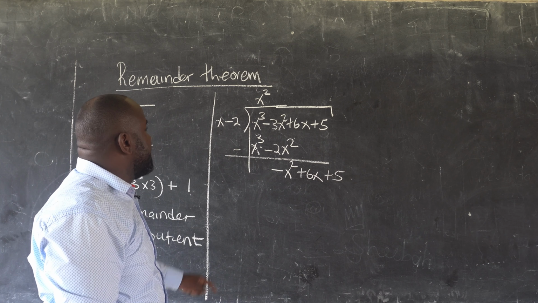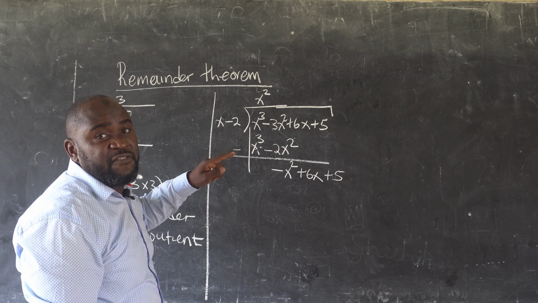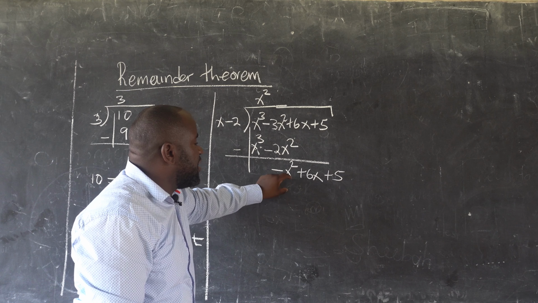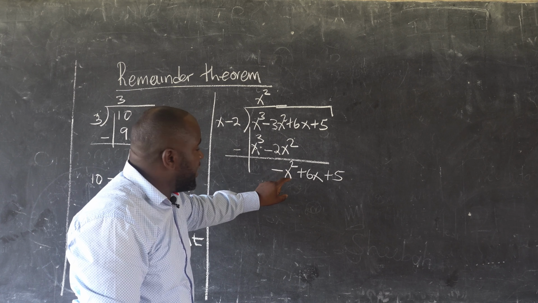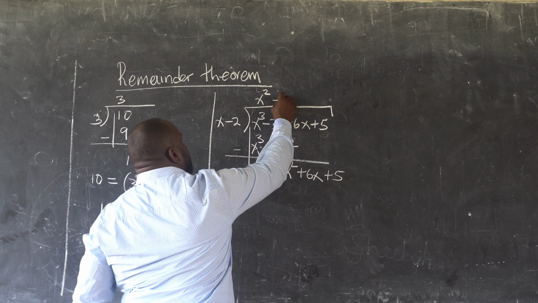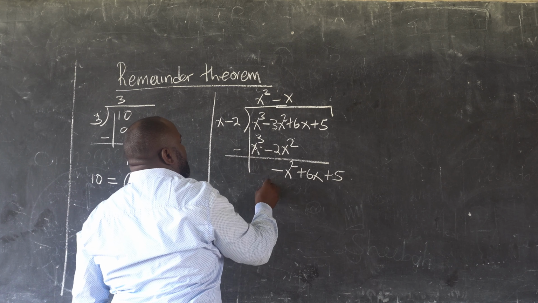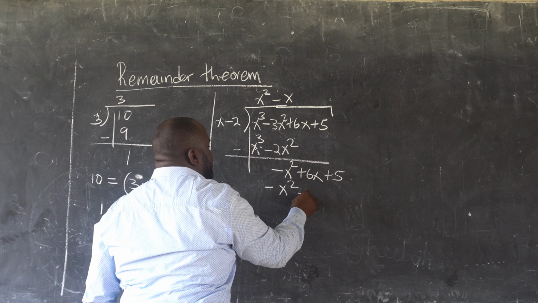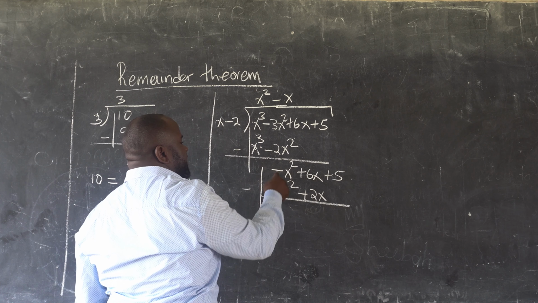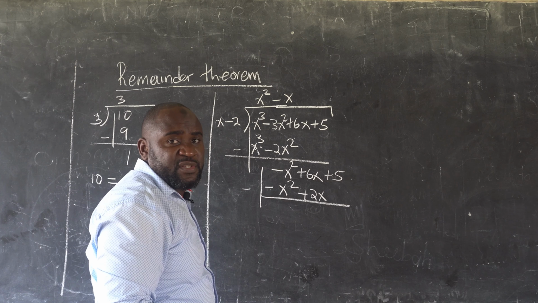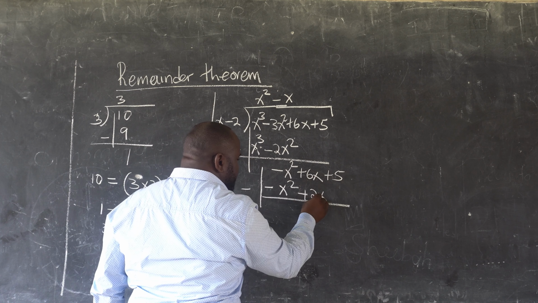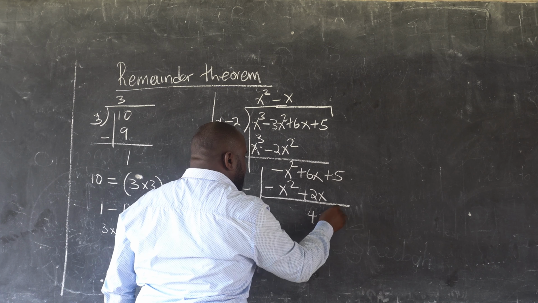Then we divide again. Divide the highest degree here, because now this is the new item we are dividing. So we are dividing x squared with the whole of this. I divide it with x. So I'll get a minus x. Then I'll get a minus x squared plus 2x. When I subtract, I'll realize x squared will die off, which is a negative x squared, becoming 0. Then we shall have 6x minus 2x giving us 4x plus 5.